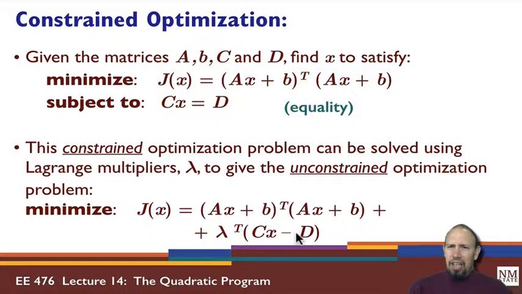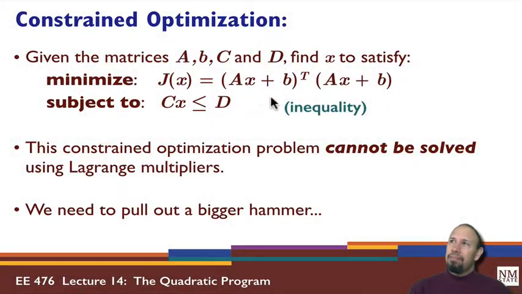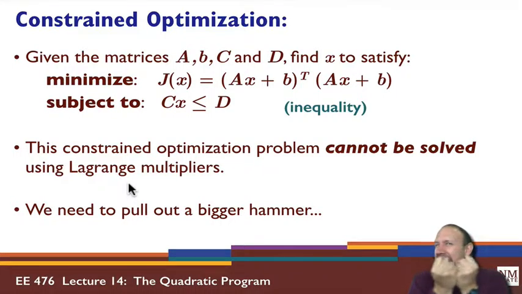But it turns out we don't actually have this problem. In general, we have less than or equal to inequality. This kind of constrained optimization cannot be solved using Lagrange multipliers. It was right within our grasp. Well, it just means we need to pull out a bigger hammer. What's the bigger hammer?